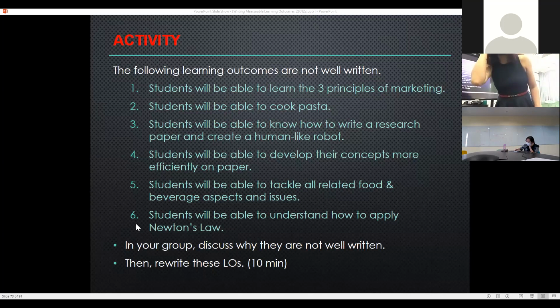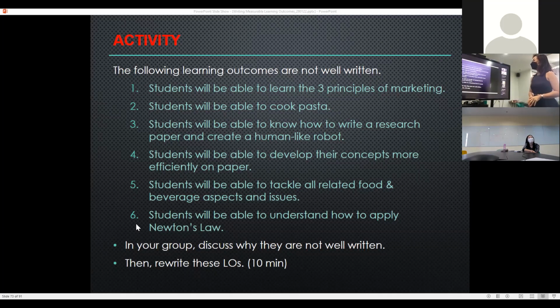Okay, welcome back. I hope you had a fruitful discussion. Are you ready to share? Okay, so let's look at the first one. Students will be able to learn the 3 principles of marketing. So what is your suggestion?